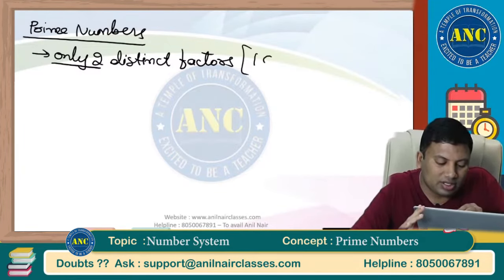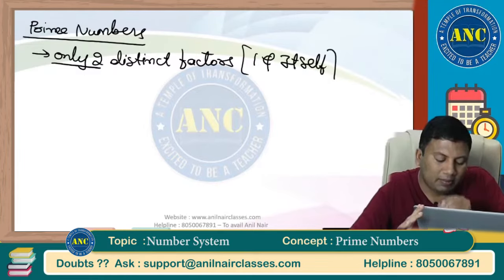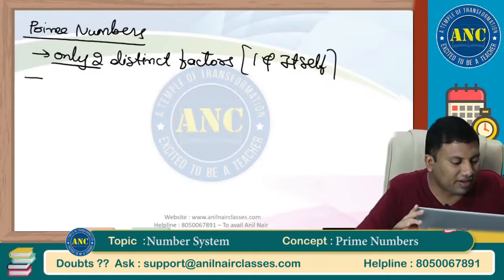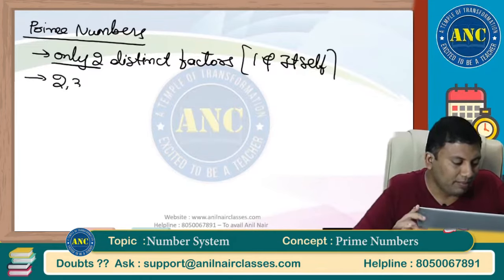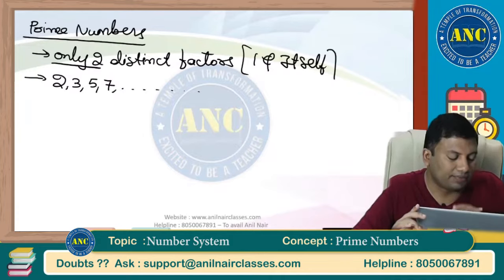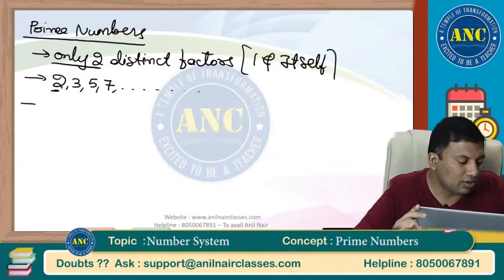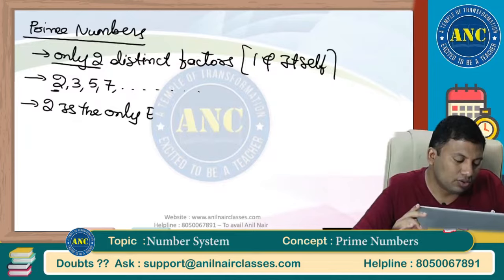What are the two distinct factors? 1 and itself. The number which has only two distinct factors is called a prime number. A prime number series will be 2, 3, 5, 7 and so on. 2 is the only even prime number.